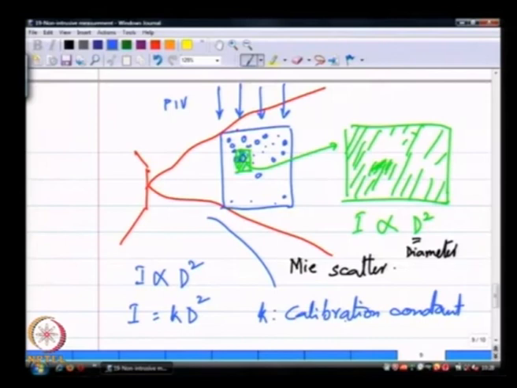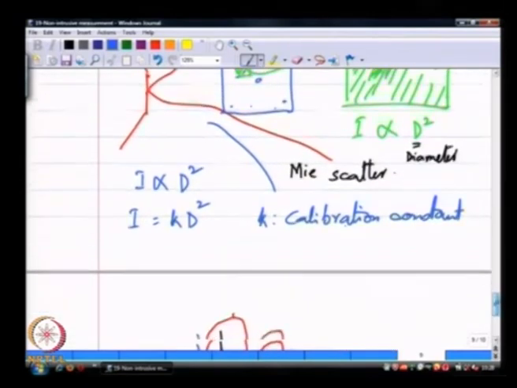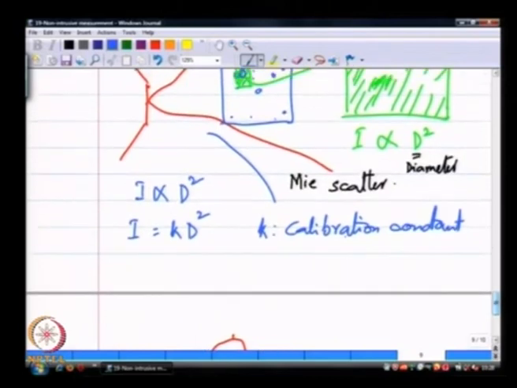that I can measure from my calibration process, where I set up an experiment and have drops of a known size in the light sheet, and knowing the intensity of the light that the camera sees, I am able to obtain a value of k during the calibration process, and I can use that same value of k in my real experiment, where I am dealing now with drops of unknown size, but I know the intensity.